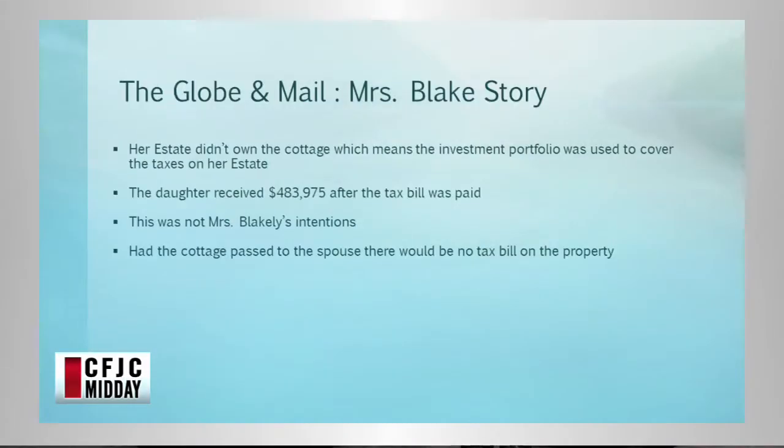Okay. So her estate didn't own the cottage because it was in joint ownership with rights of survivorship. So it doesn't form part of the estate at all, kind of like what we already talked about. So who's going to cover that estate bill? Well, the only asset in the estate is actually that investment portfolio. So the daughter only receives $483,975. Mrs. Blake actually intended for her to get $600,000 to make things equal with her son. Yes. So this was not her intentions, and this is one really good example of not doing proper estate planning.